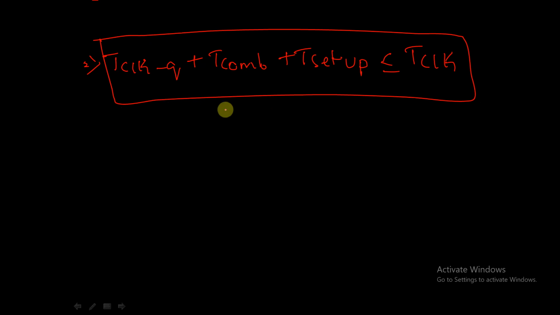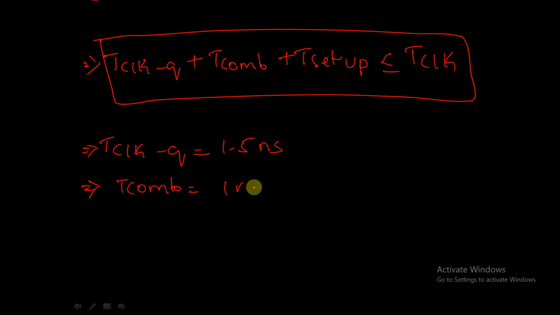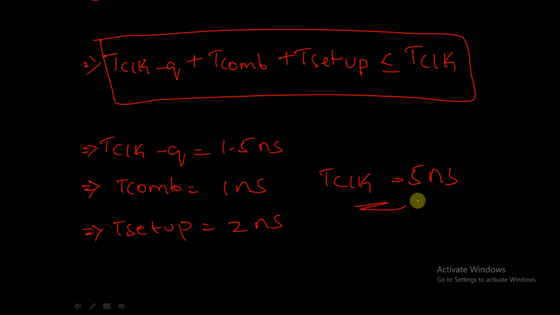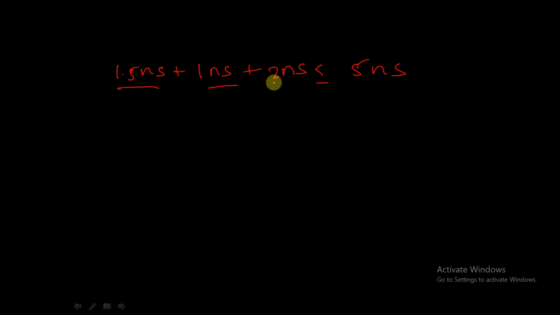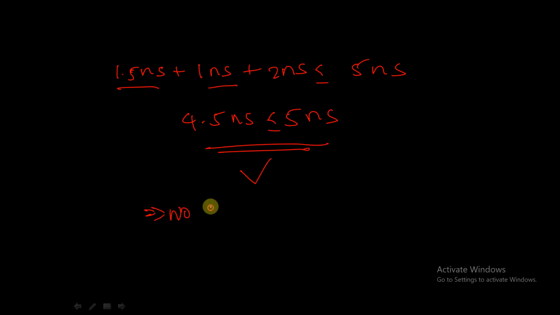Now let's substitute some random values in this and see what happens. Let's say our T clock to Q is around 1.5 nanoseconds, T combinational is around 1 nanosecond, T setup is 2 nanoseconds, and the time period of the clock is 5 nanoseconds, right? If we substitute the values, what we'll get? 1.5 nanoseconds plus 1 nanosecond plus 2 nanoseconds should be less than or equal to 5 nanoseconds. So 1.5 plus 1 is 2.5, plus 2 is 4.5 nanoseconds, which is less than or equal to 5 nanoseconds. This condition is valid, so there is no setup time violation.